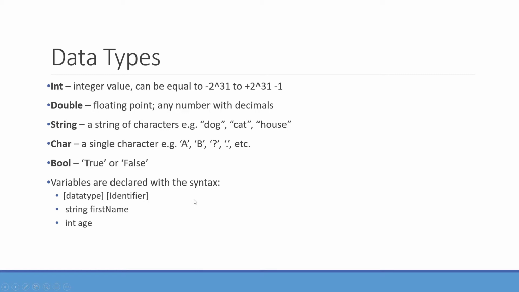And variables are declared with the following syntax. You say your data type first, then your identifier. The identifier is the name that you're giving to your variable. So here are a couple examples. We say string firstName if we want to make a string data type that holds a first name. And then we say int age if we want to make an integer value that holds a number that's supposed to represent age. Okay?